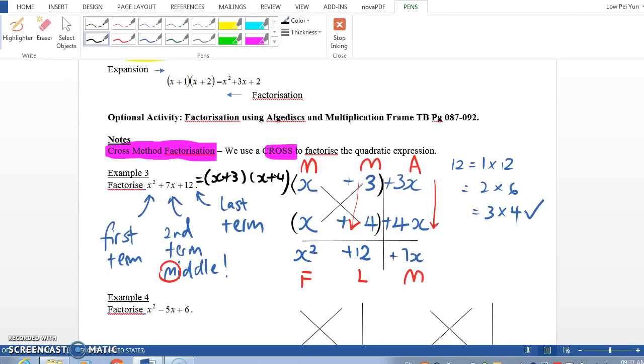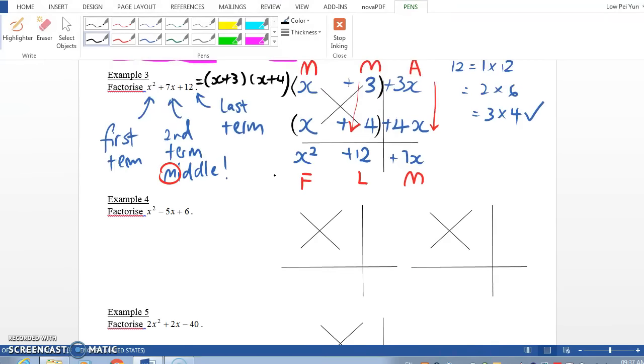So in order to check back that I have factorized correctly, I'm going to do a quick check at this space here. x plus 3, x plus 4. Oh, I've written it wrongly, I better put this in front. x times x is x squared. x times positive 4 is plus 4x.